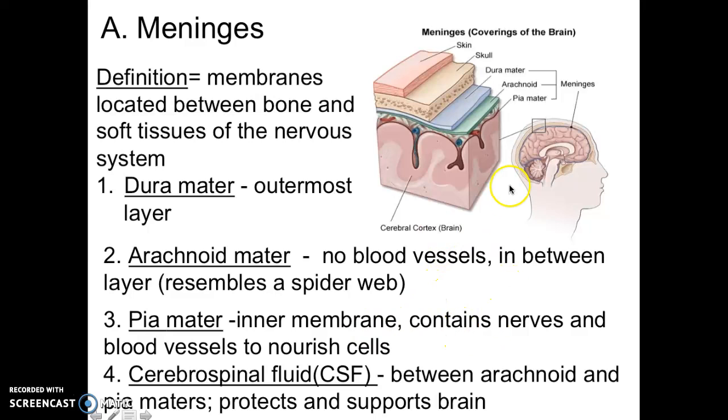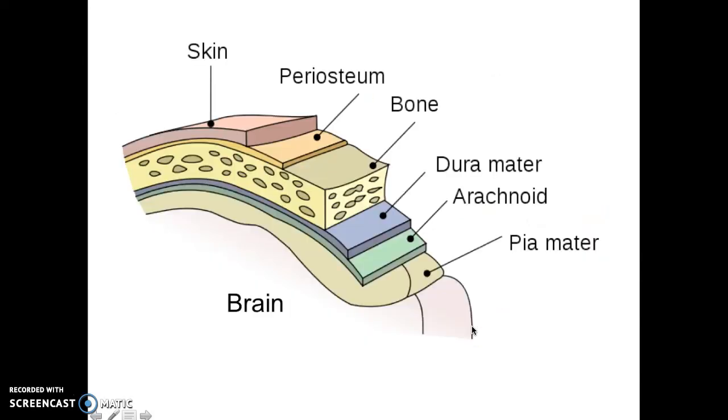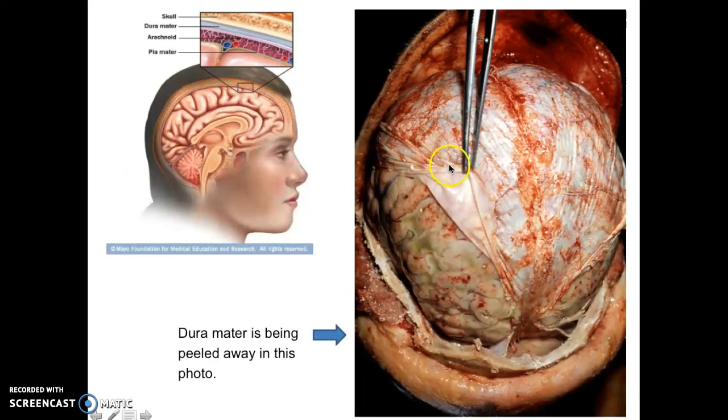There's fluid between your arachnoid and the pia maters, and it helps to protect and support the brain. Here's another picture. So this would be the brain right here. This would be the bone. So you would have the dura mater, arachnoid mater, and then the pia mater. And then these three layers are used for protection and also for fluid maintaining. This right here would be the dura mater. And here you have your brain.